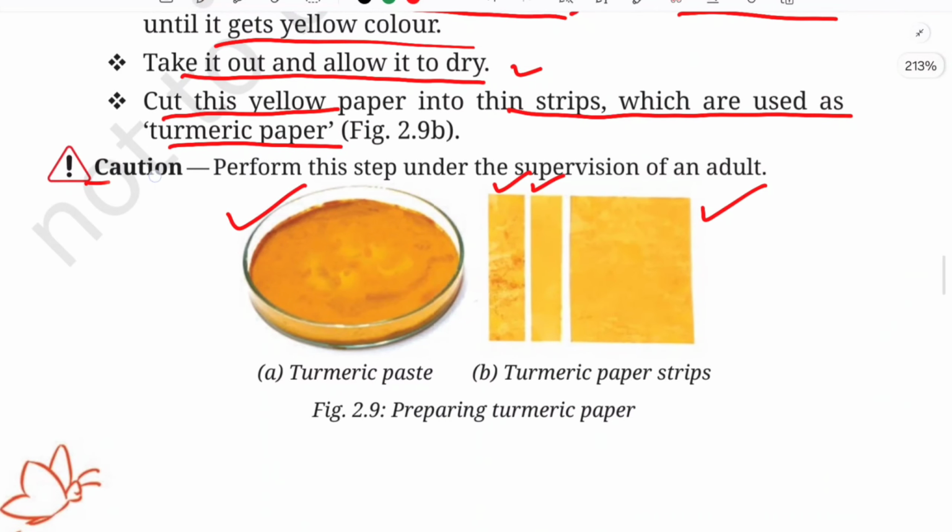And one more thing: perform this step under the supervision of an adult. You should not perform this all on your own. You have to perform this activity under the supervision of an adult. That means you can perform it under your elder brother, a teacher or your parents.